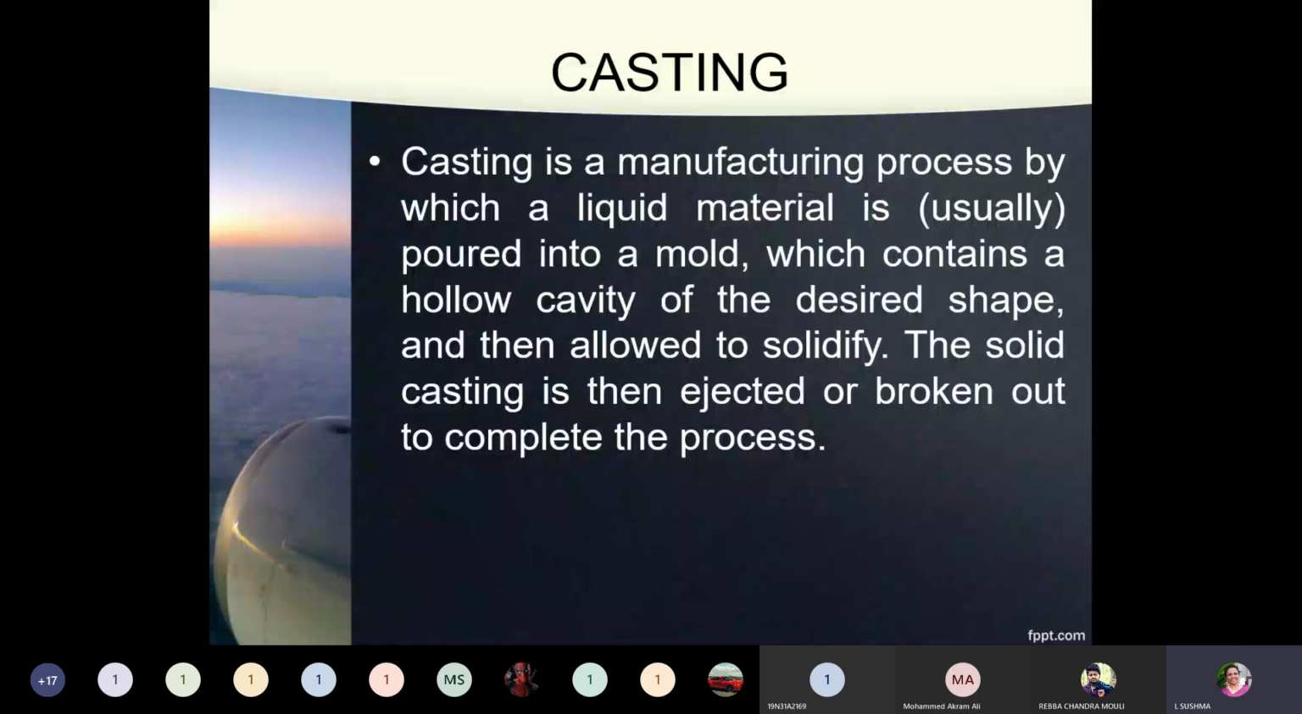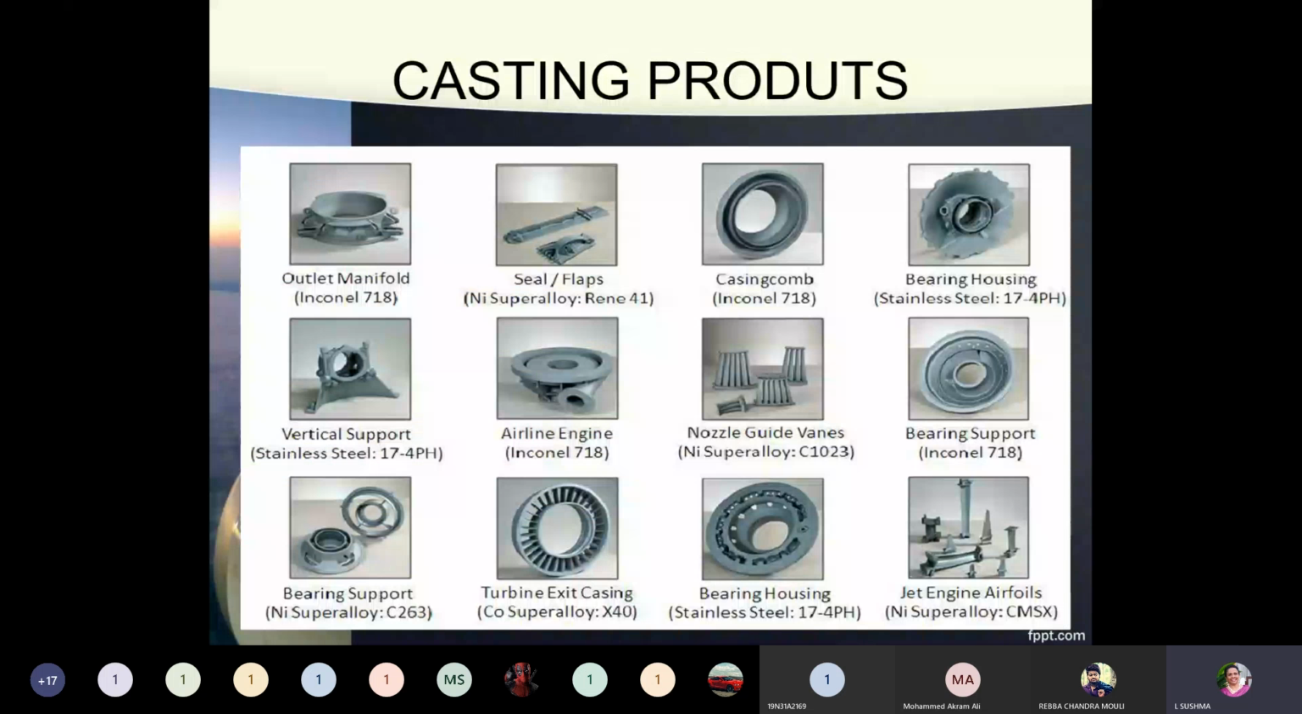Okay, various examples. All these are aircraft products only, of different materials. You can see Inconel, nickel super alloys, Inconel, stainless steel. So there are different materials and different products also.